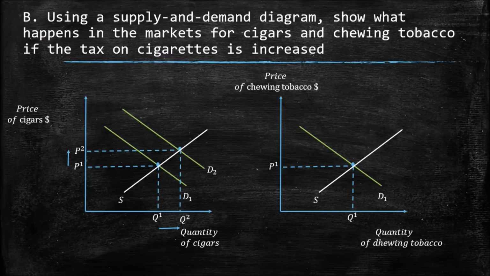So it's going to be a shift to the right for the demand curve, which is going to have the effect of an increase in quantities and an increase in price as well.